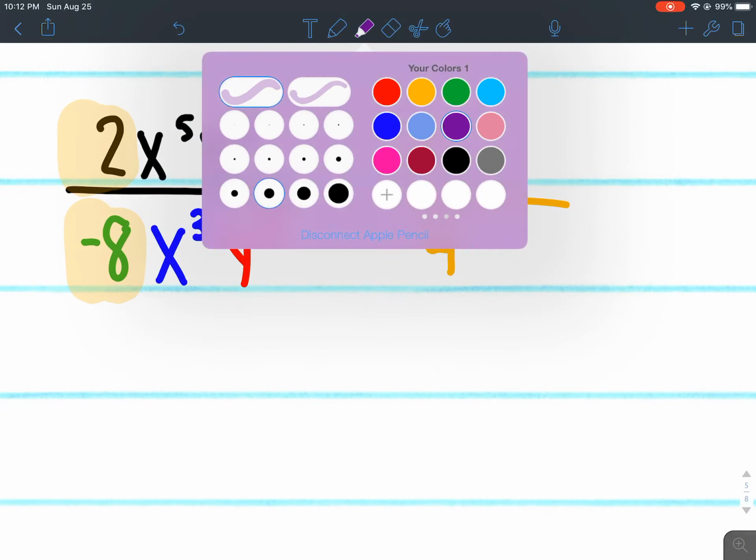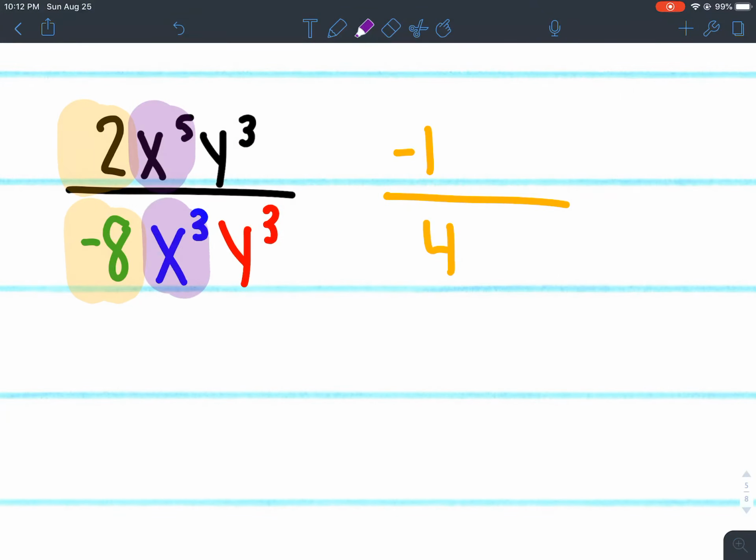The next one that I'm going to simplify is the base of x, which is x to the 5th divided by x cubed. Where are there more x's? More x's in the numerator. And then there's actually 2 more because 5 minus 3 is 2.